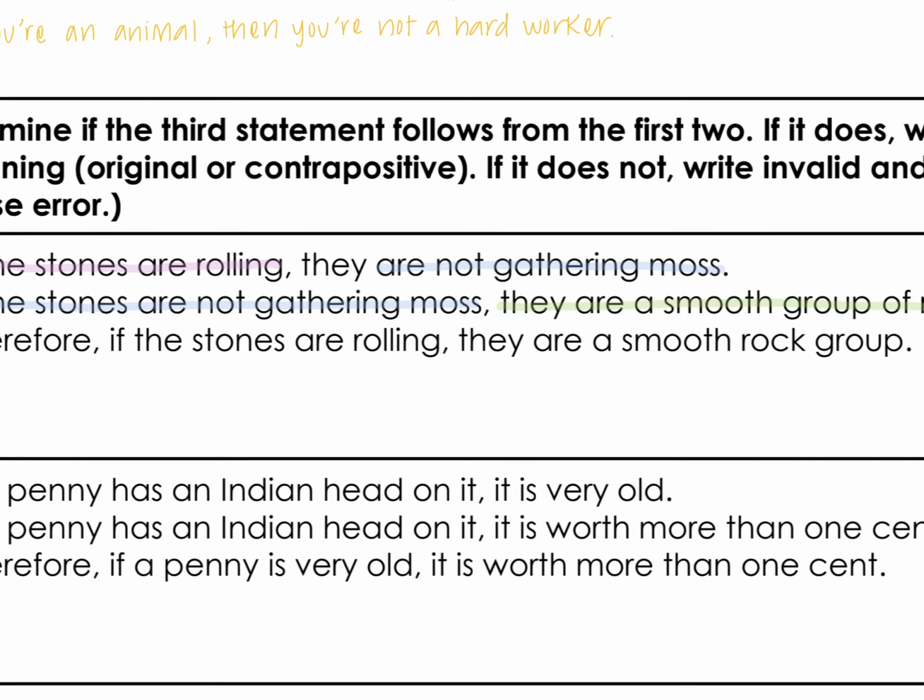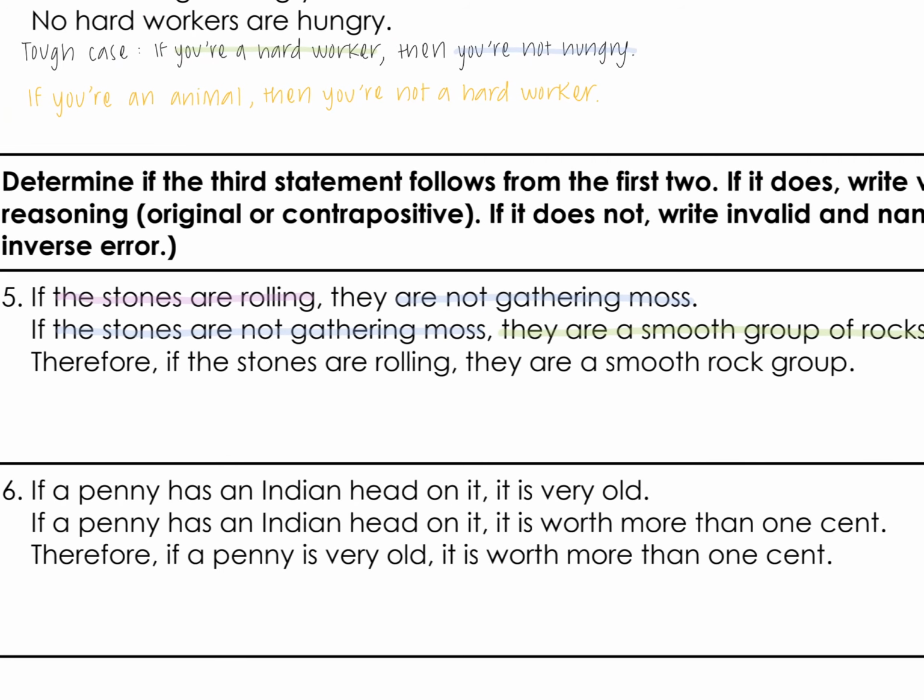So if we look at the sentence that they wrote, therefore, if the stones are rolling, we have the two overlapping here, where they're using the exact same thing. They're talking about it to connect the two. So that's going to be starting off with this hypothesis, and they are a smooth group of rocks is my conclusion. Therefore, this is going to be a valid statement. So we're going to write out that it is valid.